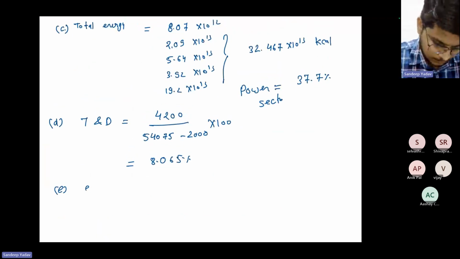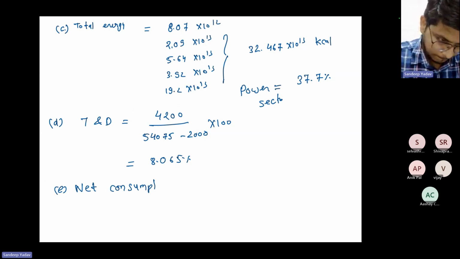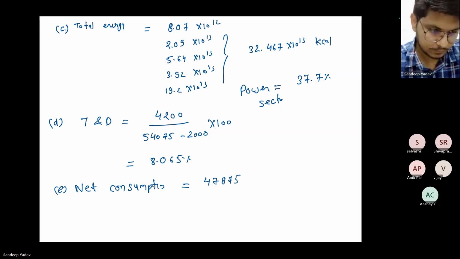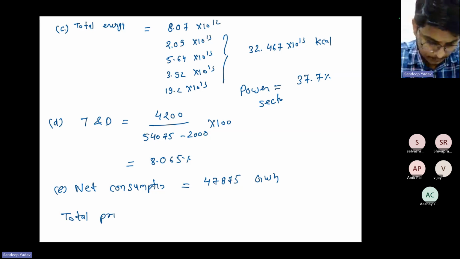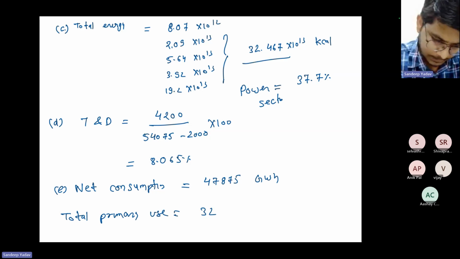Net consumption is 47875 gigawatt hour. These are all the things that are given in the question, and we have already written. Total primary use is 32, as we have seen here. Here it is 30.